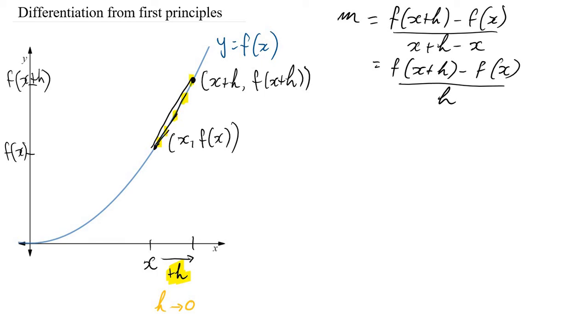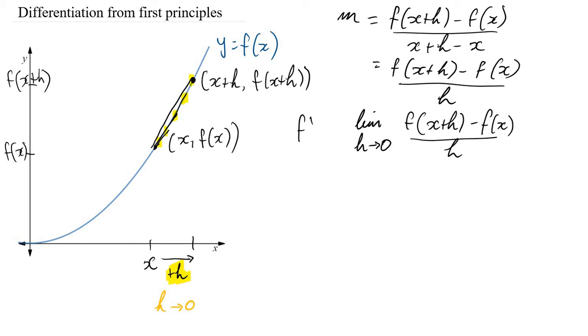And what we want to do is look at the gradient as h approaches 0. And so we are looking at the limit as h approaches 0. And this is the formula for the derivative if we want to do it from first principles.